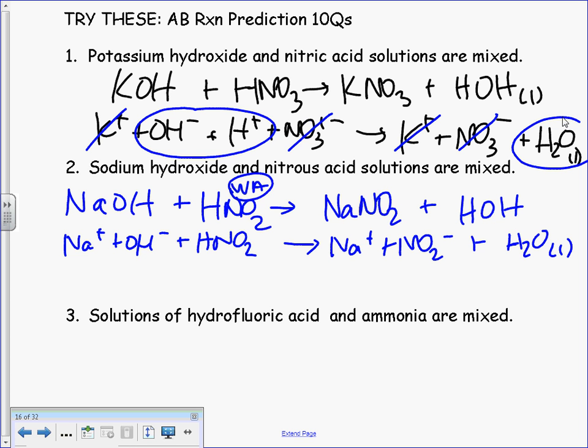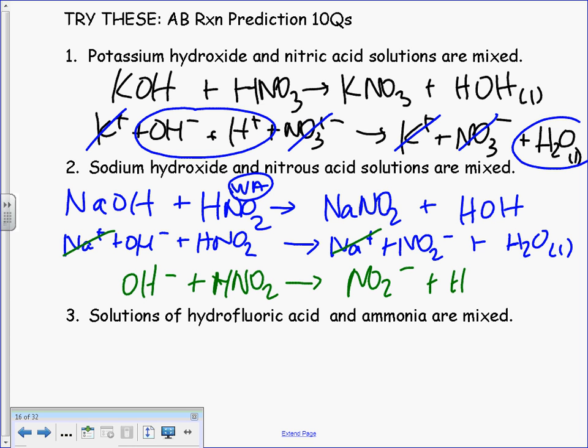So what are the spectators? And nothing else, no. Nitrite is here. This is nitrous acid, right? Not the same thing, because they have not ionized on the product or reactant side. So the total NIE is this guy. OH minus plus nitrous acid yields NO2 1 minus plus H2O liquid.